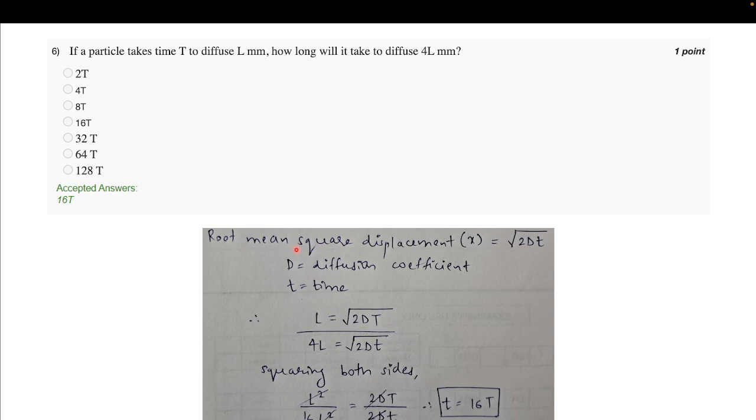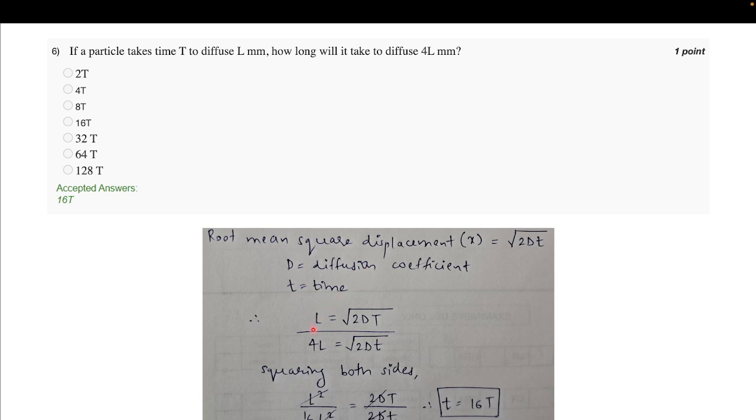So this is based on root mean square displacement. It tells you how your molecule diffuses in a system. So the formula is root 2Dt. So your D is your diffusion coefficient. Here in this particular case, your particle is going to be the same in both the cases, so your diffusion coefficient is not going to change. So you just put all the values in this formula.